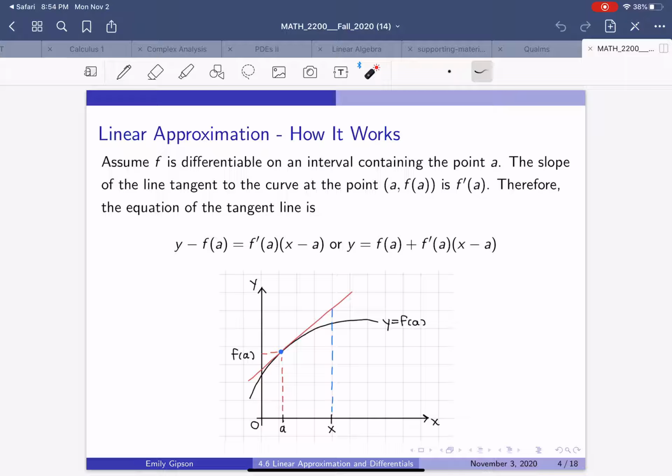So the equation of our tangent line describes this line as it passes through this point. And we can see that as we go further to the right, we get further away, and as we go further to the left, we get further away from our graph. And that's okay.